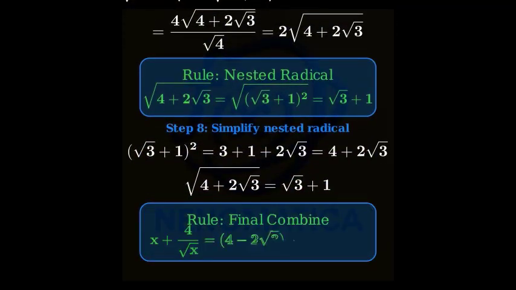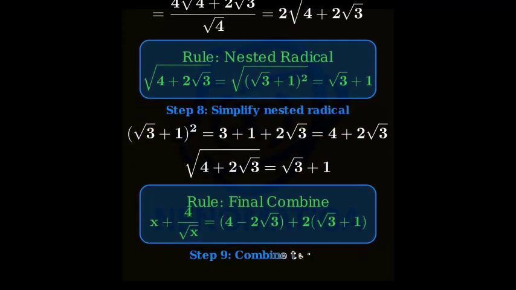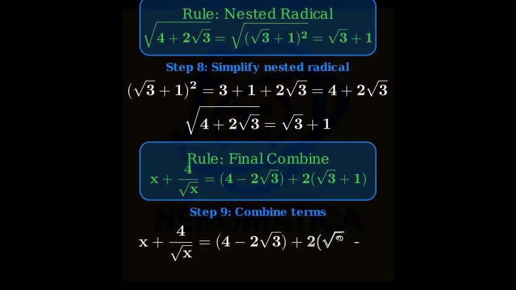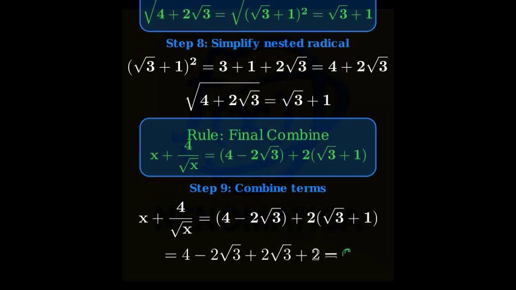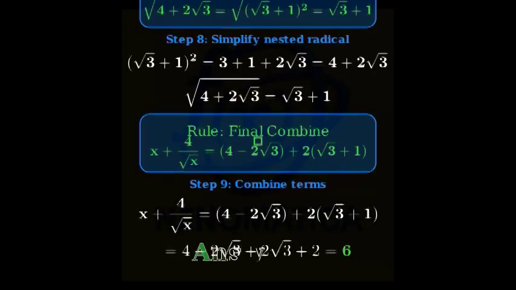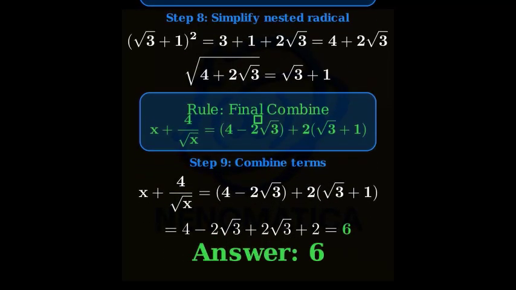Step 9. Final simplification. Replace the rationalized term with 2 times the quantity square root 3 plus 1. Then combine like terms. 4 minus 2 root 3 plus 2 root 3 plus 2 equals 6. Answer. The value of the expression is 6.